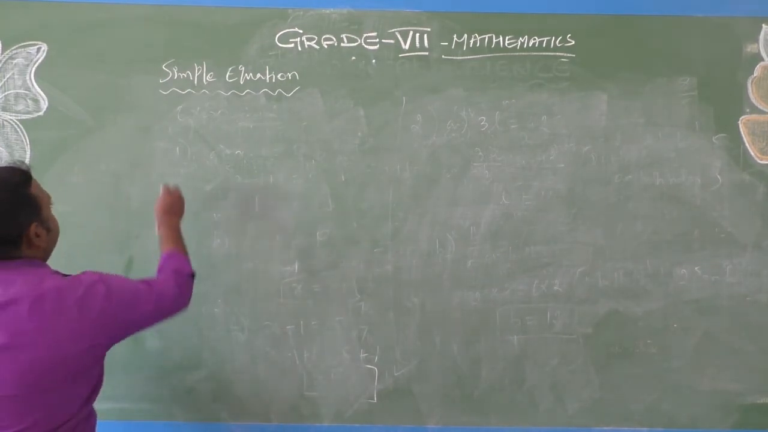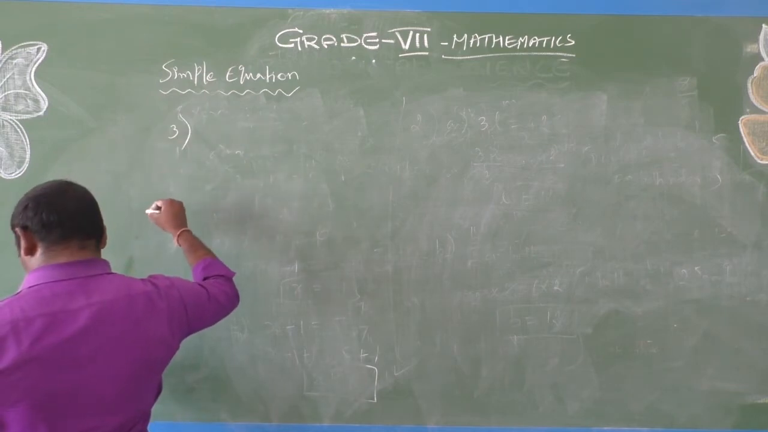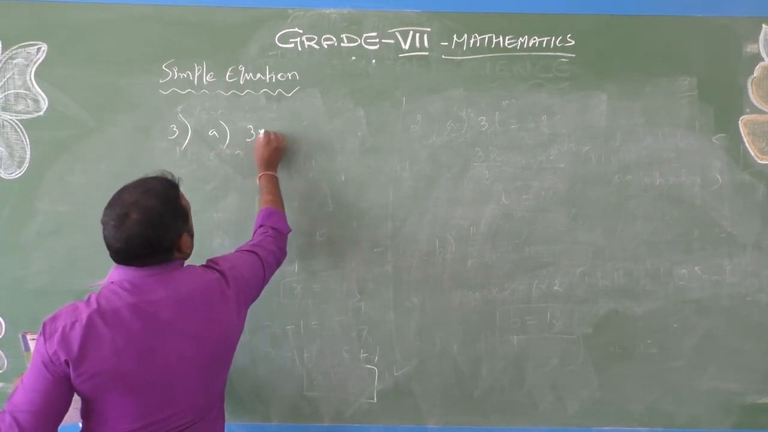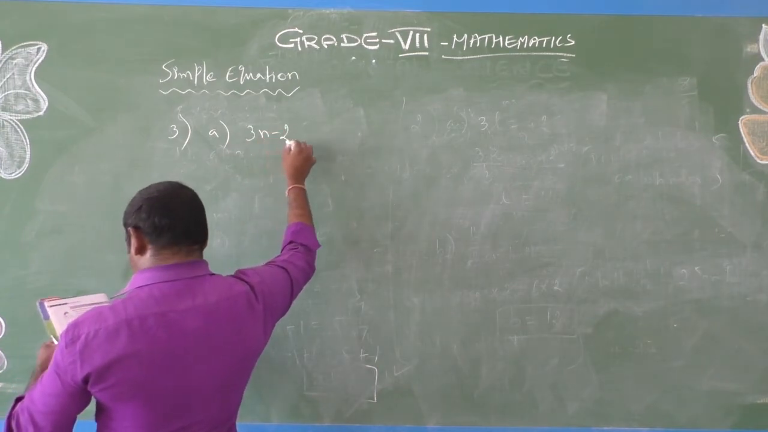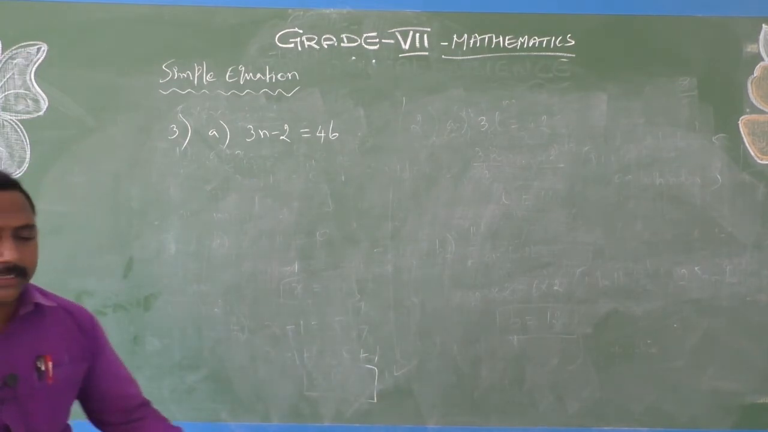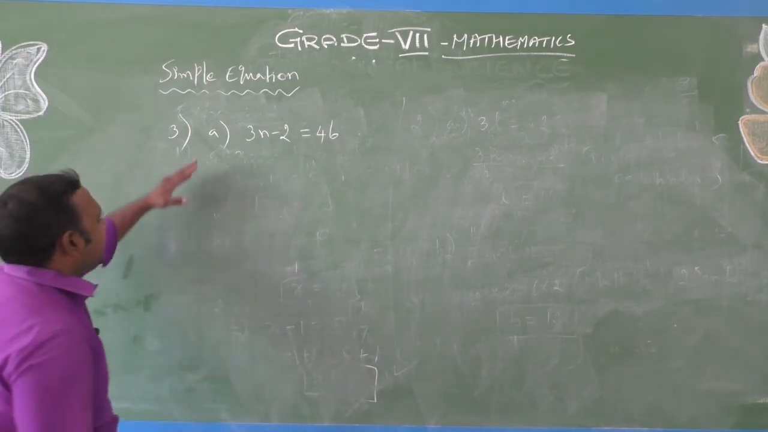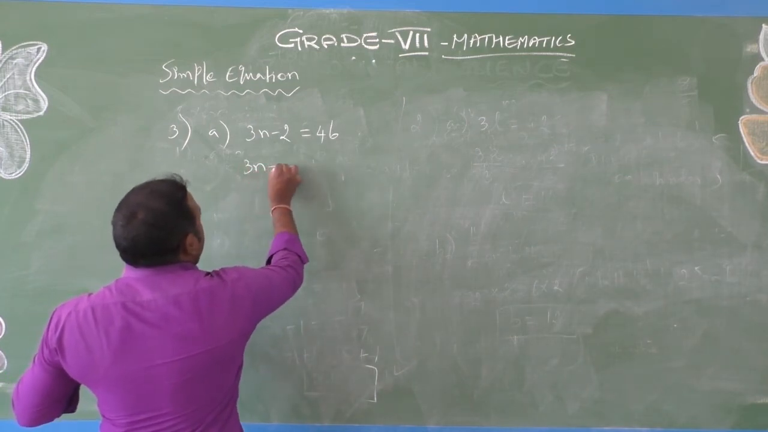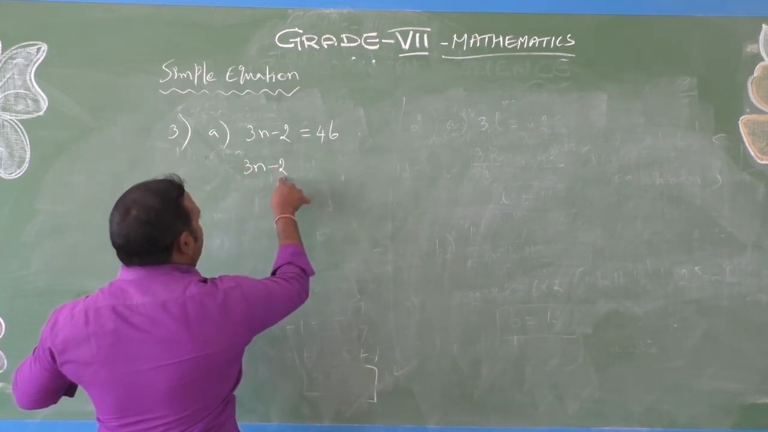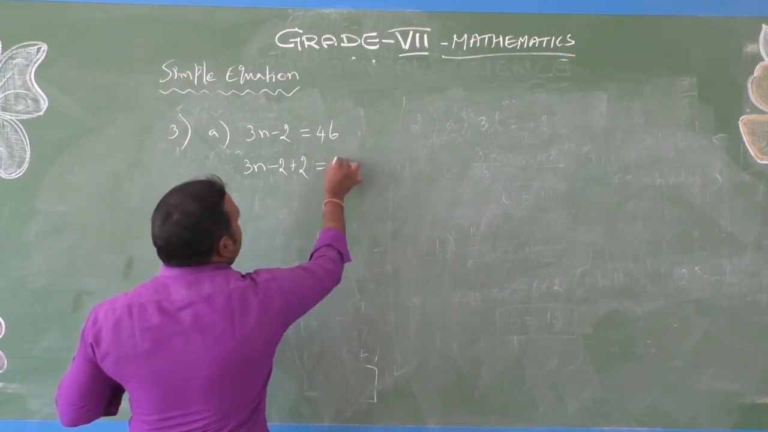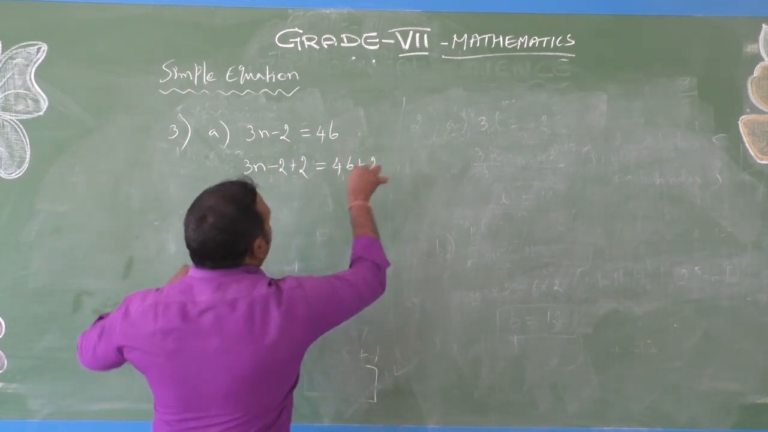Third one. 3n minus 2 is equal to 46. Listen, 3n minus 2 is equal to 46. Here we have minus 2, so we have to add 2 on both sides. So 46 plus 2.